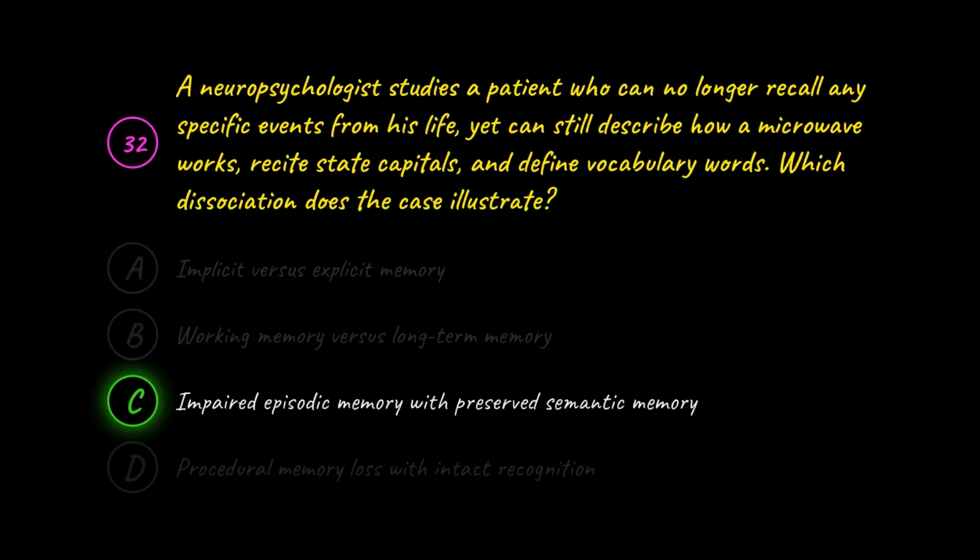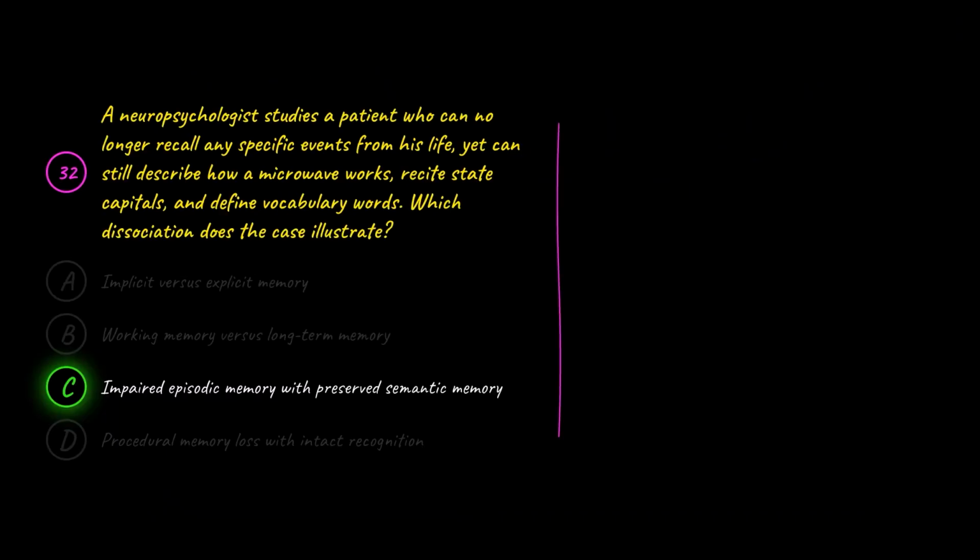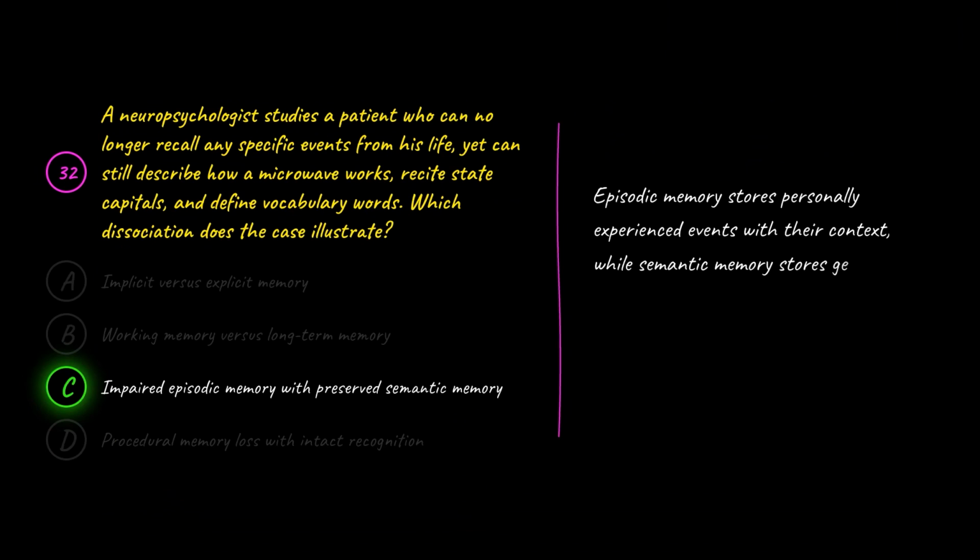The correct answer is C. Impaired episodic memory with preserved semantic memory. C is correct because episodic memory stores personally experienced events with their context, while semantic memory stores general factual knowledge. A loss of personal events with preserved facts is a classic episodic versus semantic dissociation.